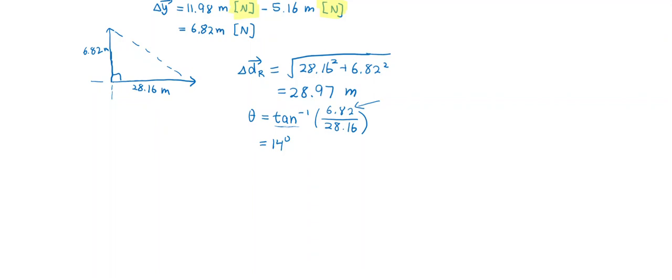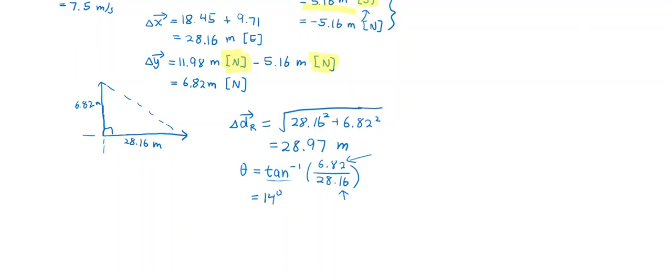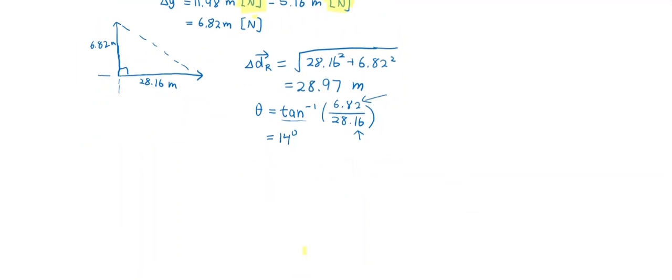Now, how do we know if it's north of east or east of north? Well, the one that's on the bottom is going to come first. So 28 was our east direction. So that tells me that it's going to have to be east 14 degrees north.